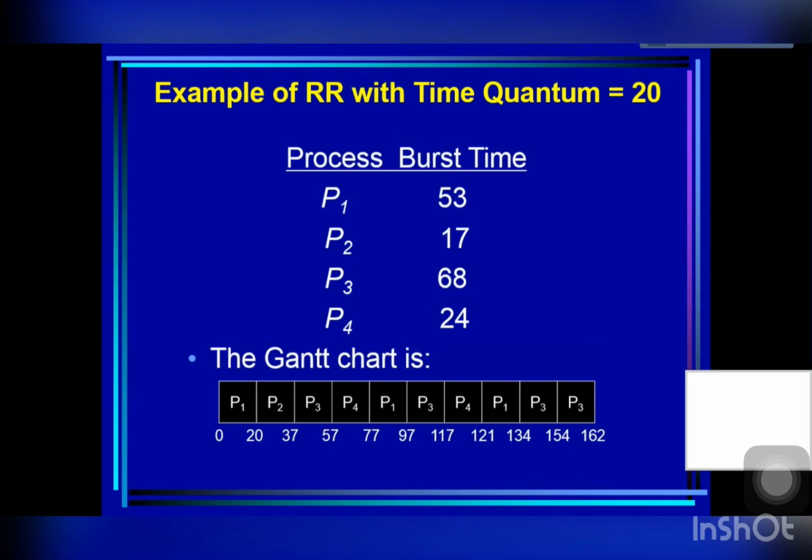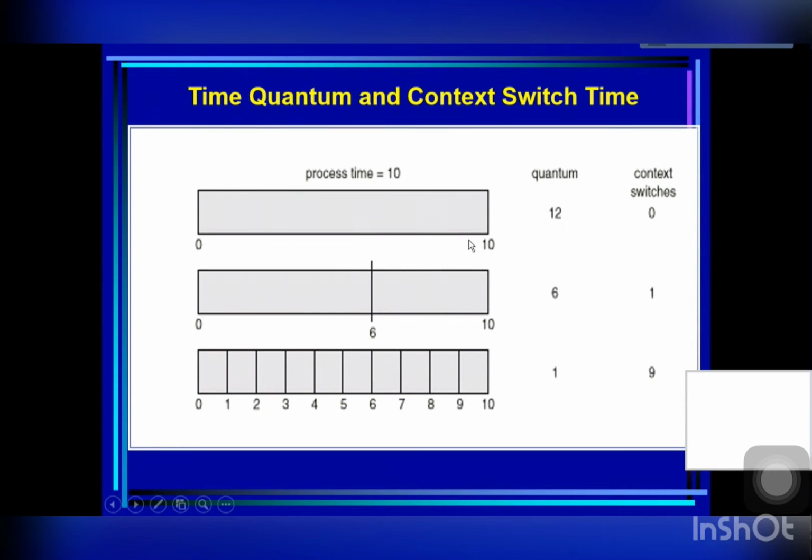So if the time slice is extremely small, the round-robin approach can result in a large number of context switches. Assume, for example, that we have only one process of 10 time units. If the quantum is 12 time units, the process finishes in less than 1 time quantum with no overhead for context switch. If the quantum is 6 time units, however, the process requires 2 quanta, resulting in 1 context switch. If the time quantum is 1 time unit here, then 9 context switches will occur, slowing the execution of the process accordingly.